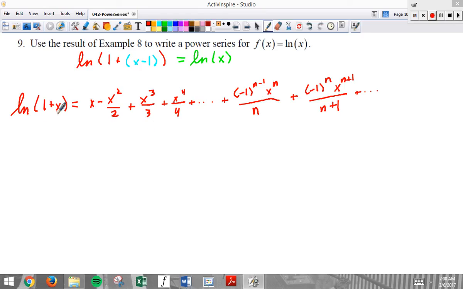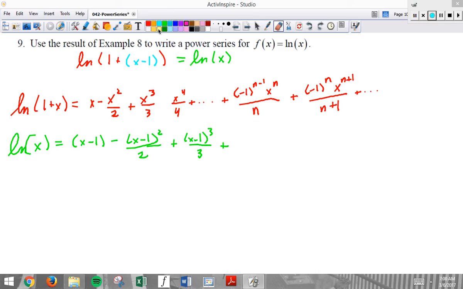So now, everywhere I see x, I'm going to replace it with x minus 1. So, natural log x equals, everywhere I see x, I replace it with x minus 1. X minus 1, x minus 1 squared over 2. Oh, that was a bad fraction bar, sorry. X minus 1 cubed over 3. Oh no! That should have been negative.